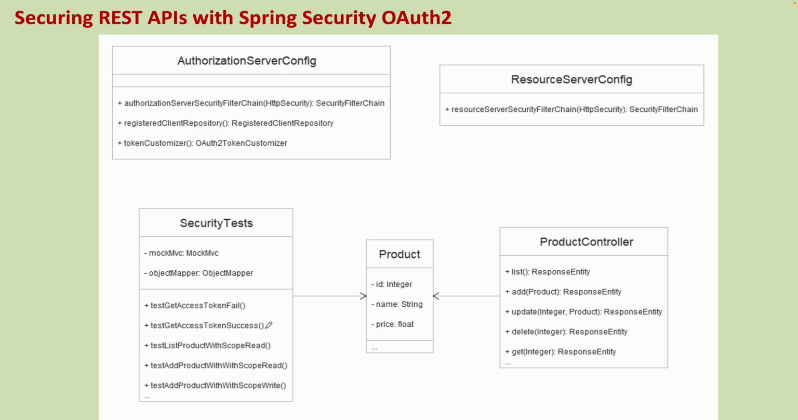And then we will come to configure Spring resource server in the second configuration class, resource server config, to protect the product APIs that are exposed by the product controller class, and to test the API security using Java code. We can code some test methods in the security test class, such as test list product with scope read, test add product with scope read, test add product with scope write.